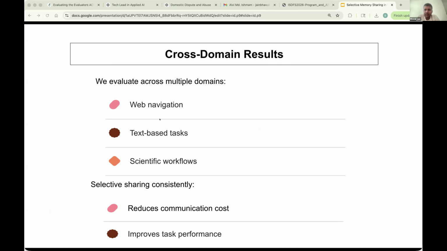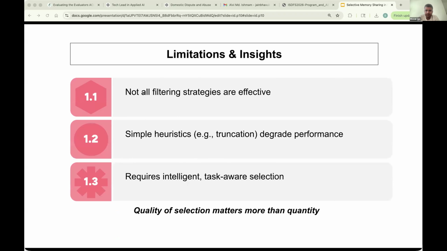These domains are quite different from each other. They vary in structure, complexity, and interaction patterns. And across all of them, we observe a consistent trend. Selective sharing reduces communication cost while also improving task performance. So, the key takeaway here is that this is not a task specific behavior, it's a general pattern across different types of problems, which makes selective sharing a strong candidate for real world multi agent systems.